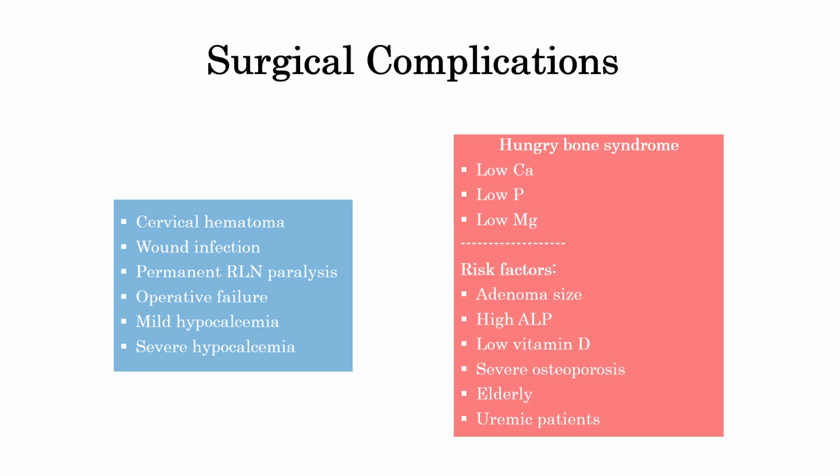Every surgery has complications. There are general surgical complications like cervical hematoma, wound infection, permanent recurrent laryngeal nerve paralysis, operation failure, and hypocalcemia, severe or mild. The most important side effect from our side as endocrinologists is hungry bone syndrome, which is evidenced by low calcium, low phosphorus, low magnesium. There are risk factors for hungry bone syndrome: increased adenoma size, like more than 4 centimeters, high alkaline phosphatase, low vitamin D, severe osteoporosis, and also elderly patients and uremic patients.